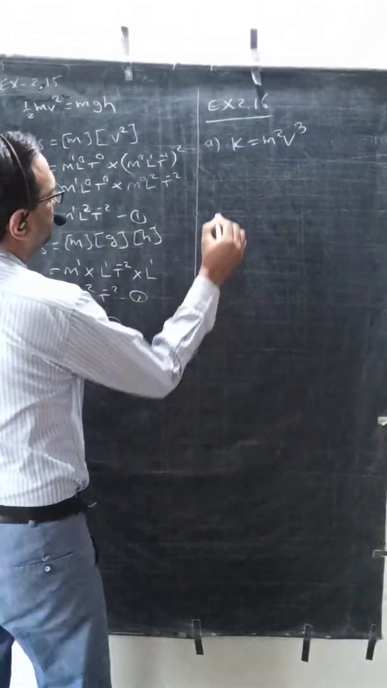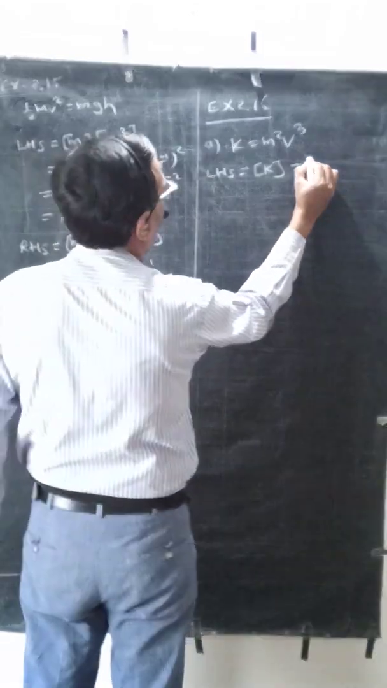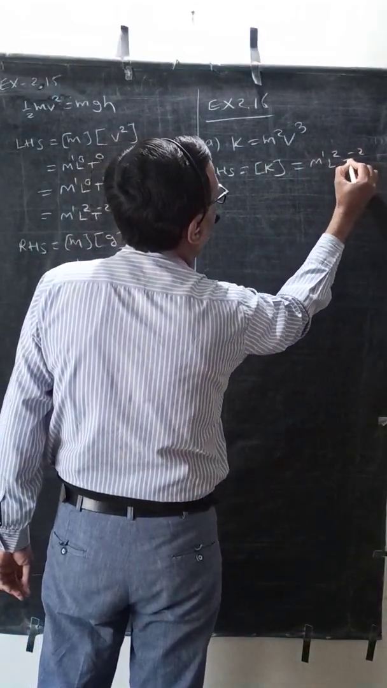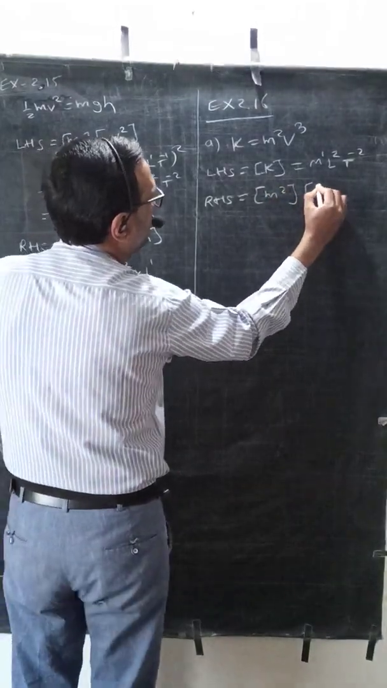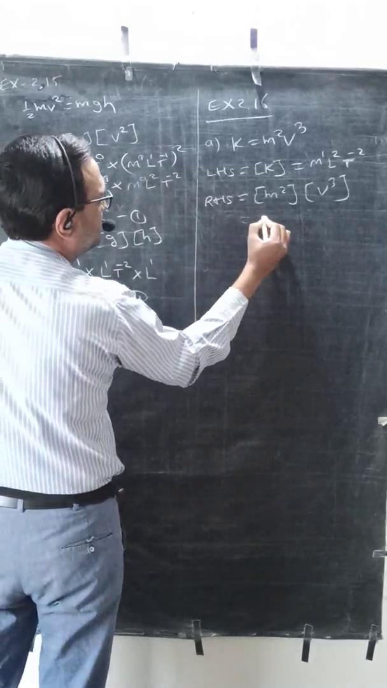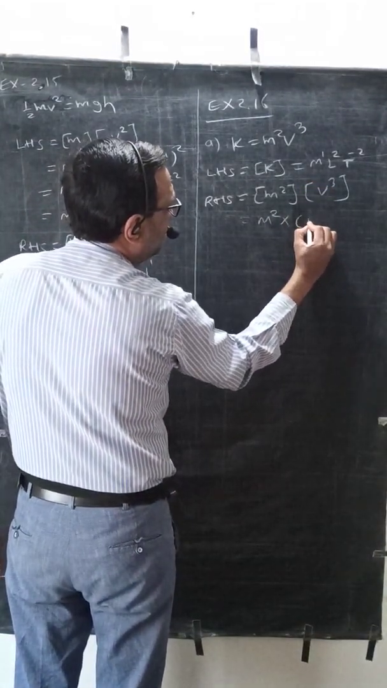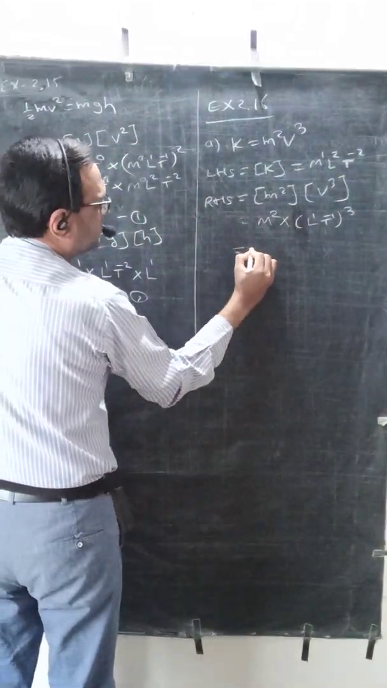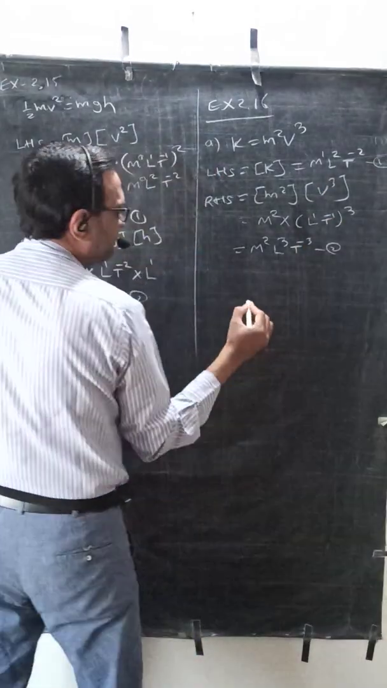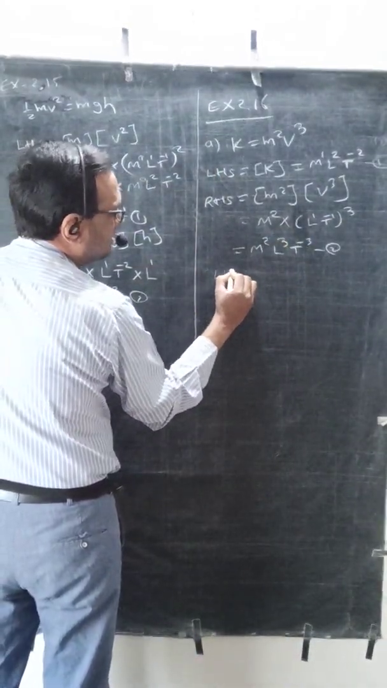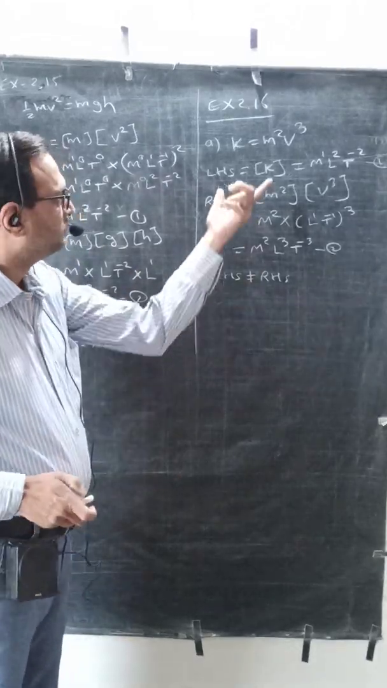We check the dimension. Left hand side, only kinetic energy. The dimension of any type of energy is M¹ L² T⁻², equation 1. Now the right hand side: square of mass, cube of velocity. The dimension of mass is M¹, its square, so M². The dimension of velocity is L¹ T⁻¹, its cube. So M² L³ T⁻³, equation 2. From equation 1 and 2, LHS is not equal to RHS. So this equation is dimensionally incorrect, you can say that.